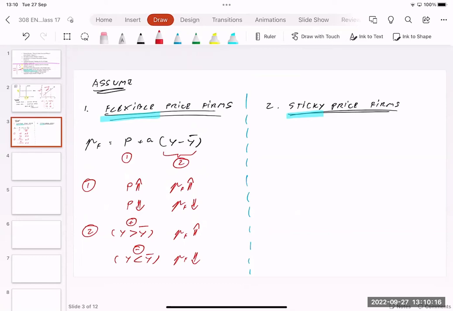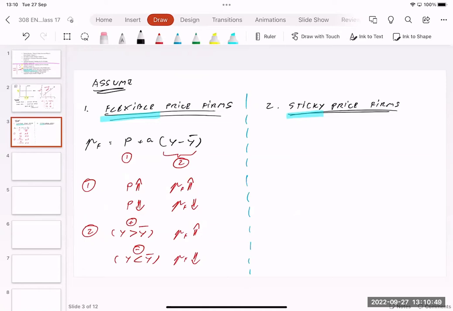For the sticky price firms, as I told you before, a sticky price firm is a business that after they set the price, they're going to use that price for some period of time. So what this means is, after they set the price today, they're going to have to keep using that price for 2 more months, 3 more months, or maybe 4 more months. So before they set the price, they need to think about what is going to happen in the future, right? In the next 4 months, what is going to happen? In the next 6 months, what is going to happen?